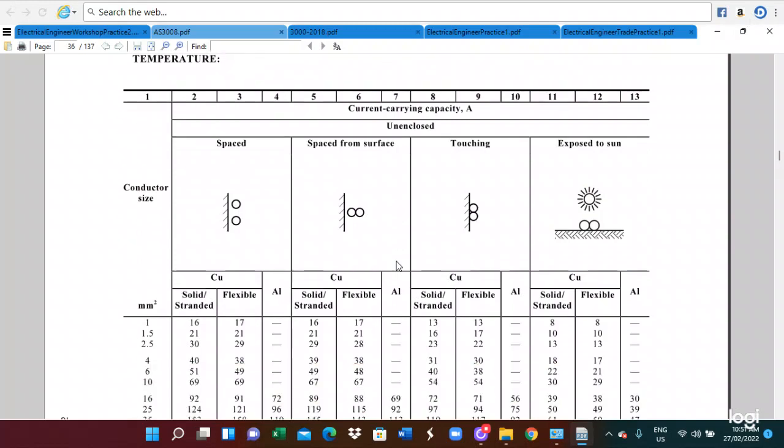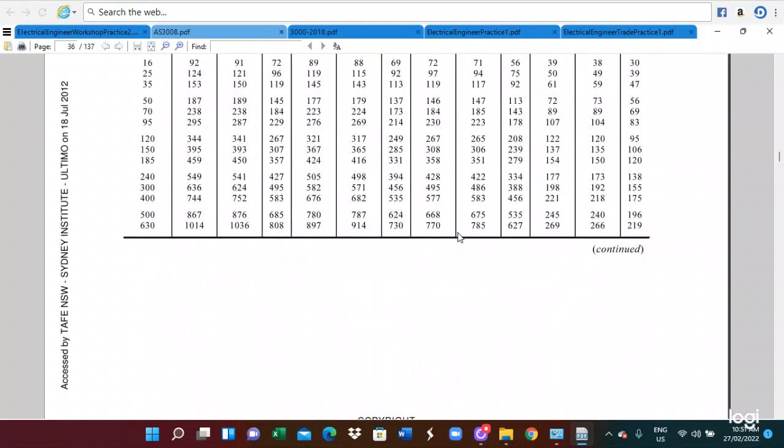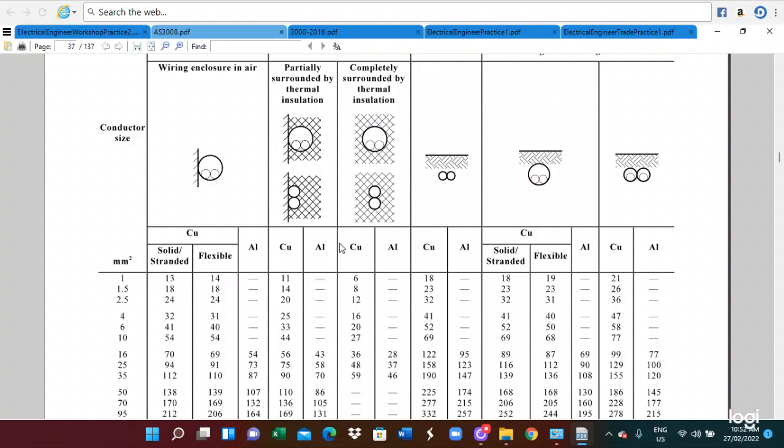So here is table 4. This is column 1 to 13. Go down and here you see column 18, 19: 18 is for copper, 19 for aluminum. So this is the copper and aluminum, we got it.